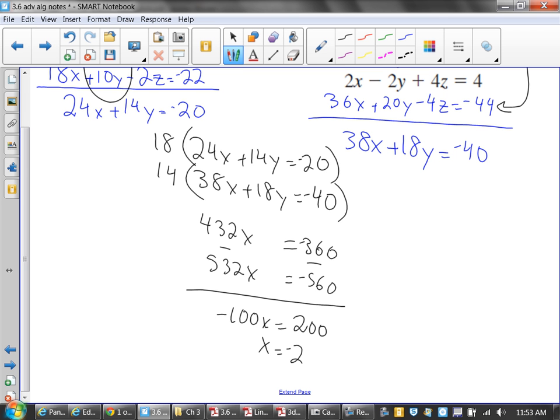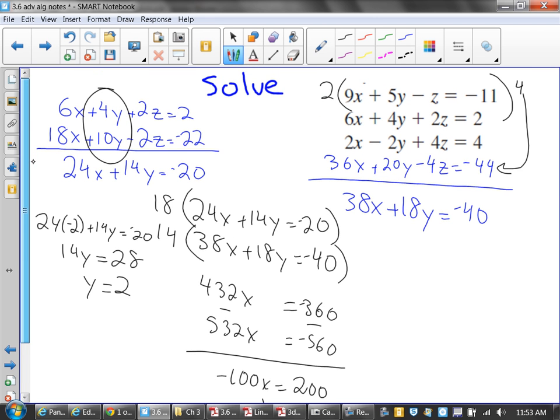Yeah. Now, if x is negative 2, you just substitute back in. So 24 times negative 2 plus 14y is negative 20. That's negative 48. Add that over. We get 28, so you get 14y is 28. So y is 2. So you can leave z out of the whole thing until you solve for x and y? Yep, because you can just throw it into one of the equations. Yep. Perfect.